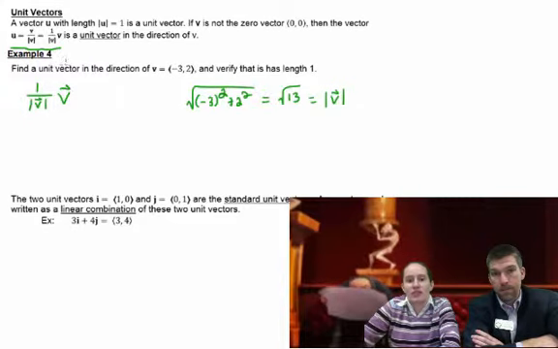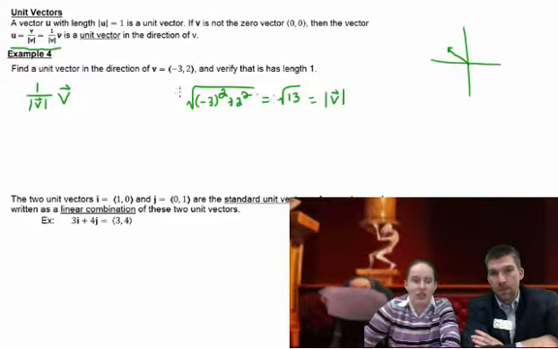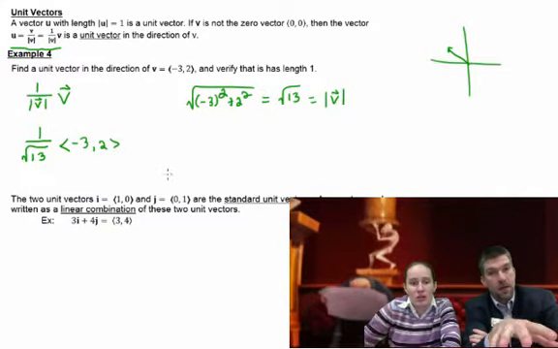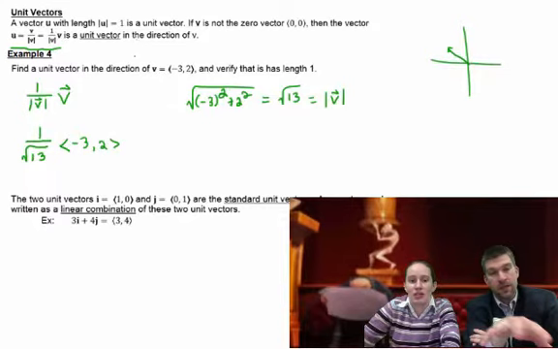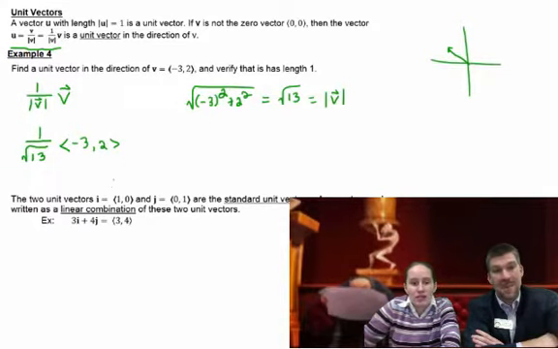We want a unit vector that's in this direction. If we drew it, -3, 2 would be this way. We want it to be in this direction, but only with a length of 1, not square root of 13. So to do that, we take 1 over square root of 13, and we multiply it into our vector, -3, 2. We're not done here. We have to actually use that as a scalar and multiply it in there. We're allowed to do that.